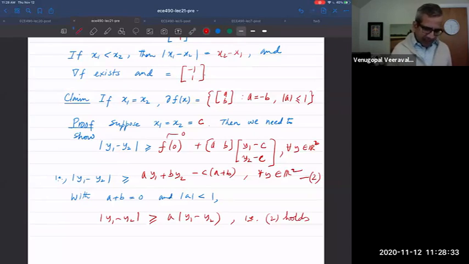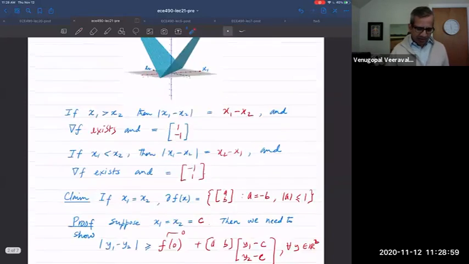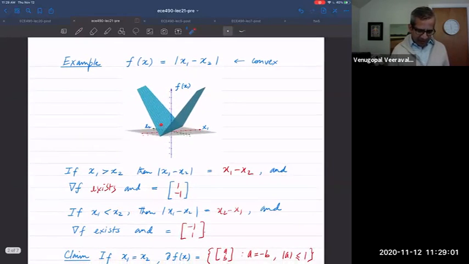So we have verified that everything inside the set is indeed a subgradient for a point x1 equal to x2. No matter what values x1 and x2 take, this is always okay. And it's not hard to see from this picture. No matter where you are on this line, the subgradients are all basically the same.